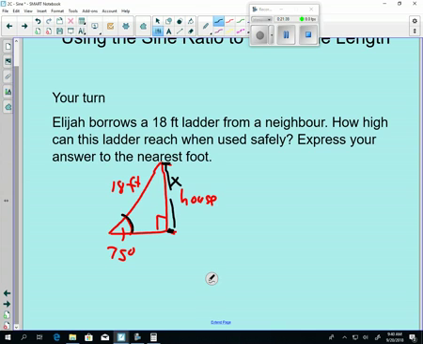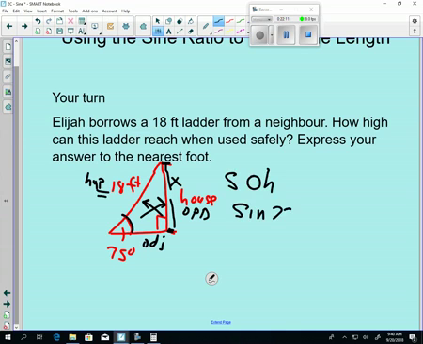So we have the angle, we have a side. We look at what this side over here is. That's our opposite side. This side here, opposite the right angle, is my hypotenuse. And the last side is adjacent. Since I am looking for opposite, and I'm given hypotenuse, I have to use sine. So sine of 75 degrees is equal to x over, and this time it's 18.